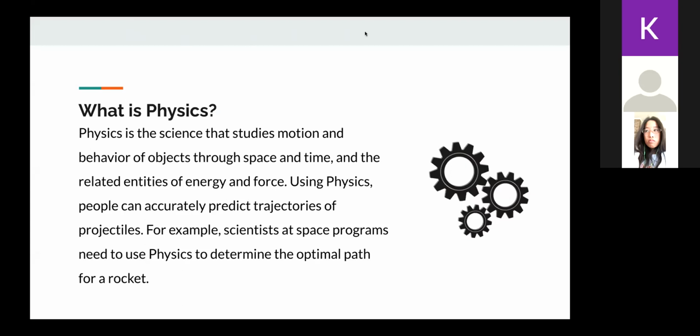So what is physics? Physics is a science that studies motion and behavior of objects through space and time, and related entities of energy and force. Using physics, people can accurately predict trajectories of projectiles. For example, scientists at space programs need to use physics to determine the optimal path for a rocket.